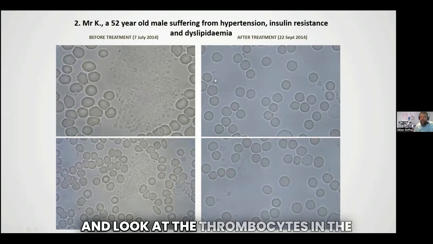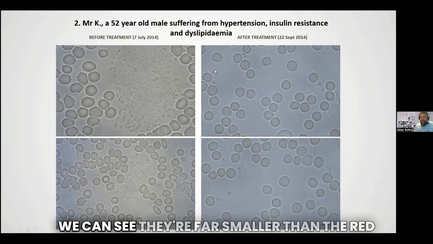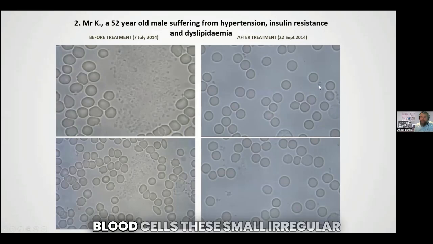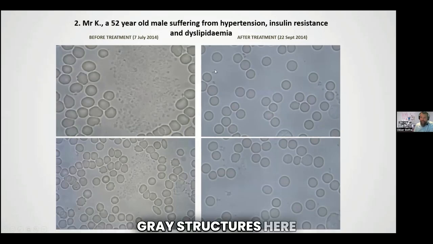And we can look at the thrombocytes in the image on the right-hand side here. We can see they're far smaller than the red blood cells. These small irregular gray structures here are normal thrombocytes. So when they become activated, they then stick together.